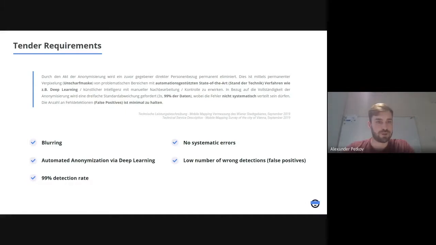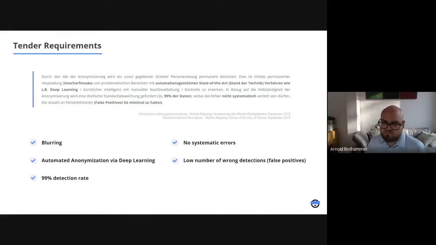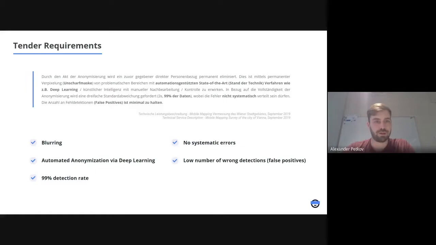That's tender requirements. So if a company is applying for a public tender about mobile mapping, there are some requirements that need to be fulfilled. First of all, we start here with the technical description that was delivered with the tender for surveying and mobile mapping of the city of Vienna. That's, I think, one of the latest projects they conducted, and this is from September 2019.